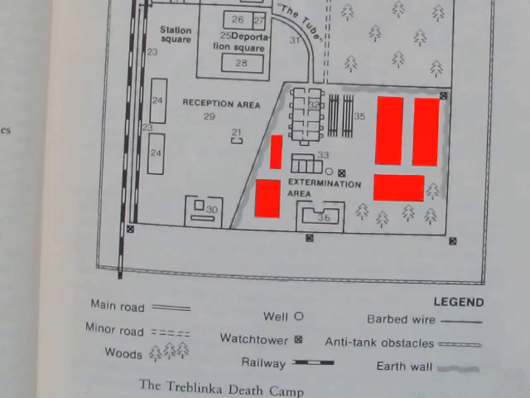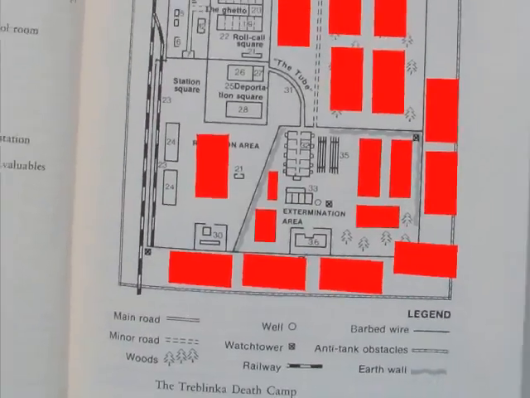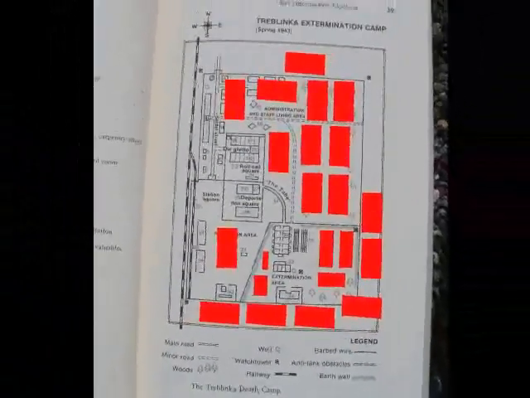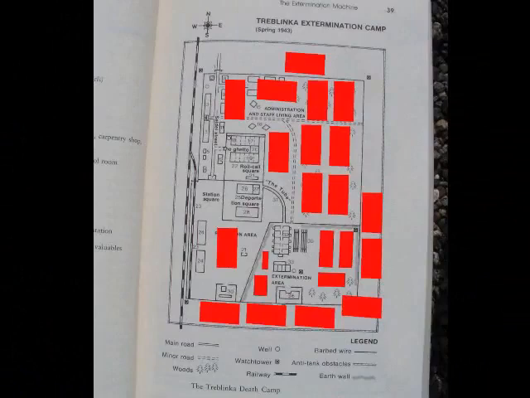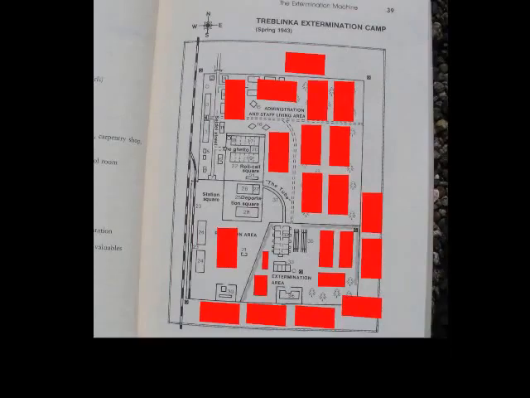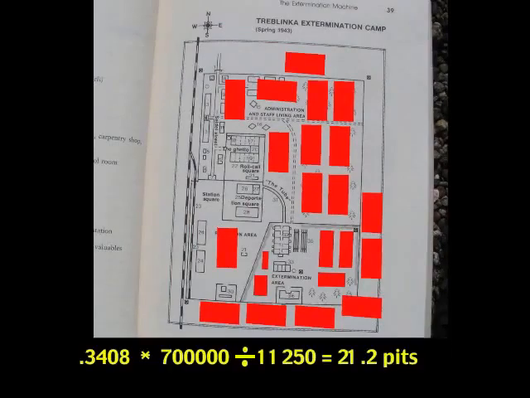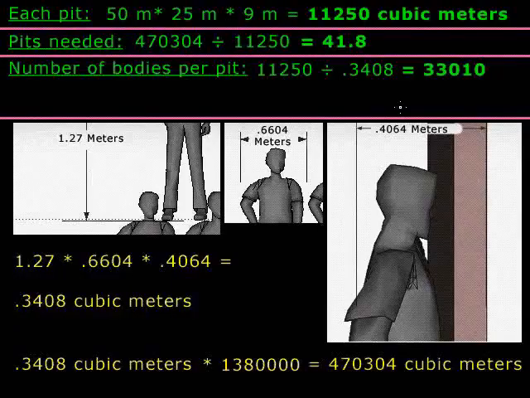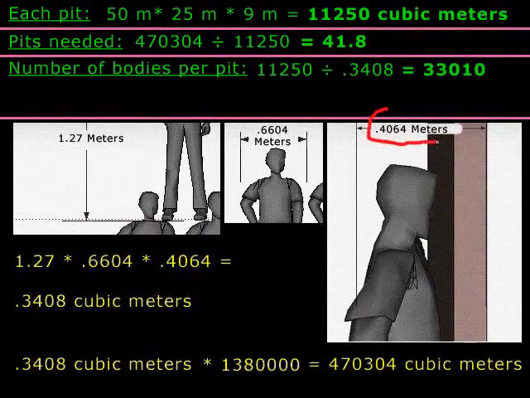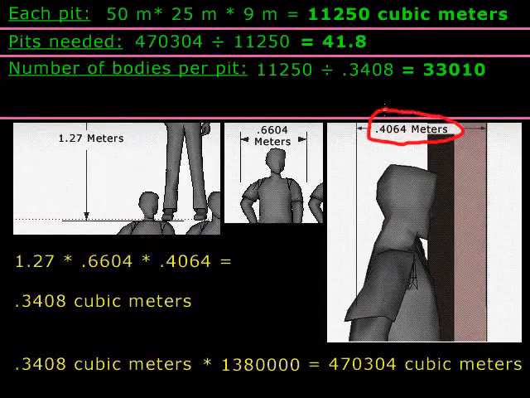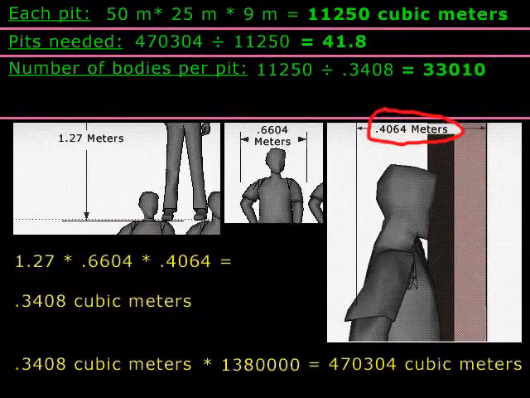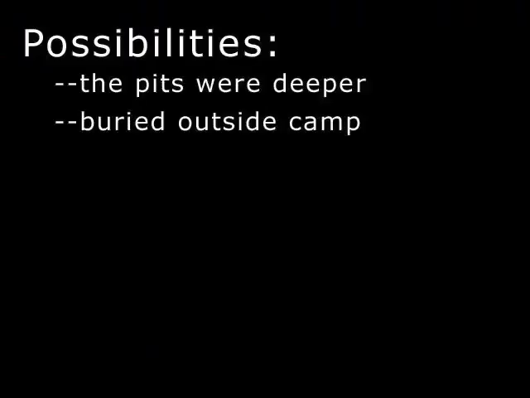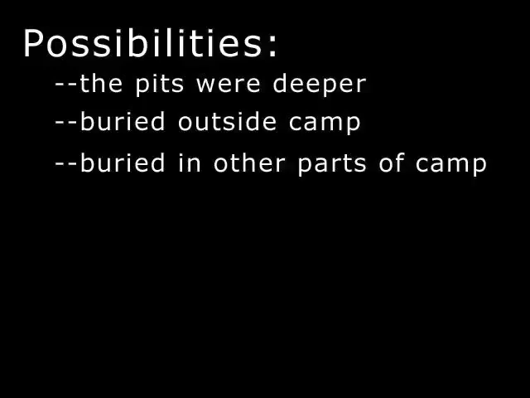For this map to be accurate, it should look something like this. There should be 21 pits. Even if you halved this number to 20.3 centimeters or 8 inches, you would still need 10.6 pits for Treblinka. What about the possibility that the pits were deeper, or that they buried the bodies outside the camp perimeter, or that they buried the bodies in other parts of the camp?